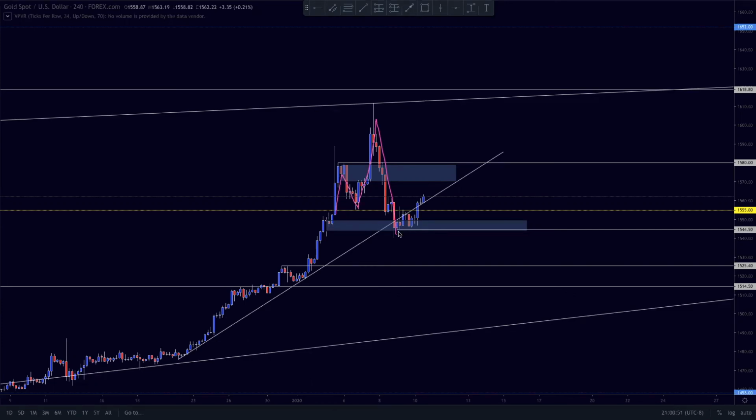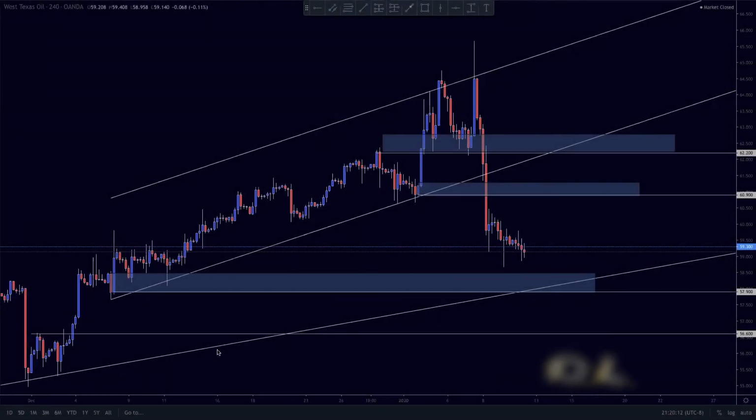I would recommend to stay away from trading gold until it breaks the support area of 1544.50 with the target of 1525.40 and 1514.50. And if the price breaks above the resistance area of 1580, then we could see a continuation to the next area of 1618.80. Okay, next up is crude oil.